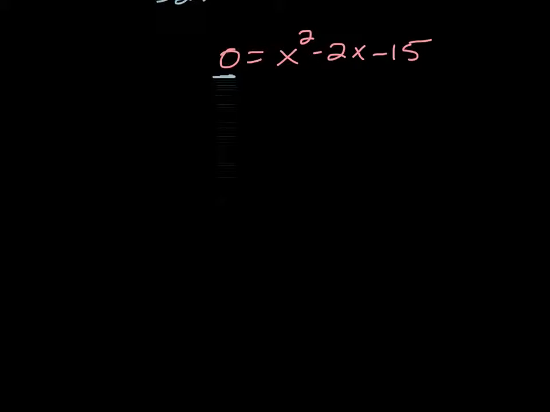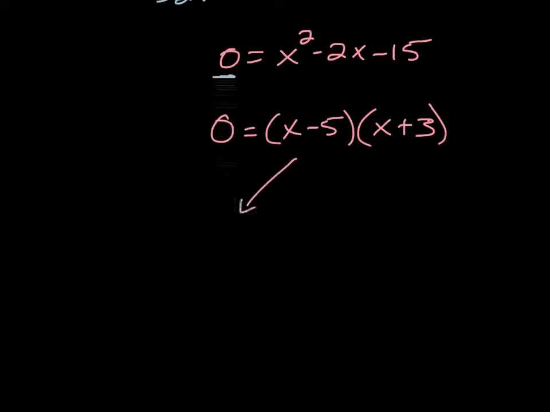In factoring this right-hand side, what I get is that this is equal to x minus 5 and x plus 3. Then setting each of these equal to 0 would give me the solutions of x equals 5 and x equals negative 3.